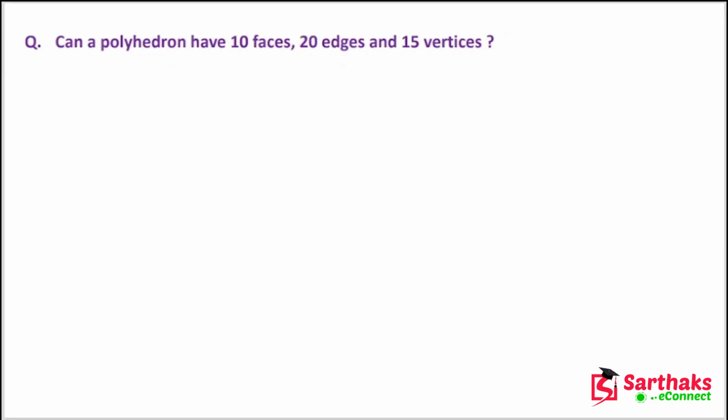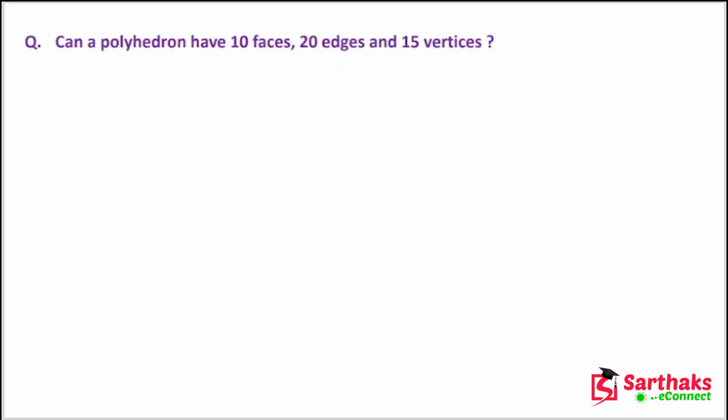Okay, so how will you check it? It is basically asking, is it possible to make a polyhedron with these specifications? Now see, we do not even know what kind of polyhedron the question is talking about. Is it talking about some kind of prism, or some kind of pyramid? So how will we actually identify it? Simple, we just apply Euler's formula.